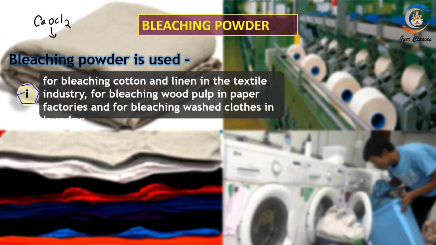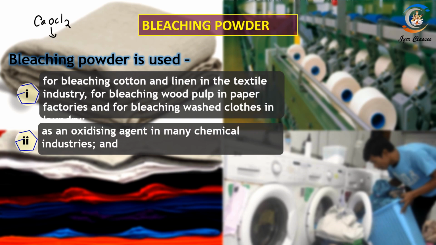So it is used for bleaching cotton and linen in the textile industry, for bleaching wood pulp in paper factories, and for bleaching washed clothes in the laundry. If you give white clothes to the laundry, we cannot wash them as well as the laundry does at home. So the laundry man uses the bleaching powder to make them as white as possible, and you get clean white cloth back from the laundry. Now it is also used as an oxidizing agent in many chemical reactions, and in the chemical industries, because of this property.